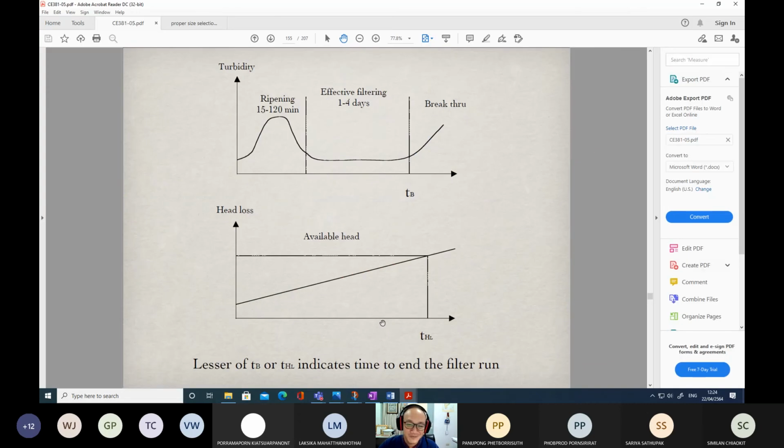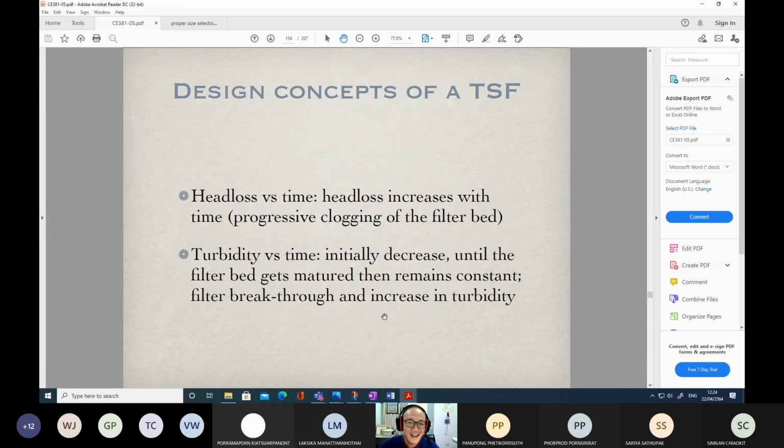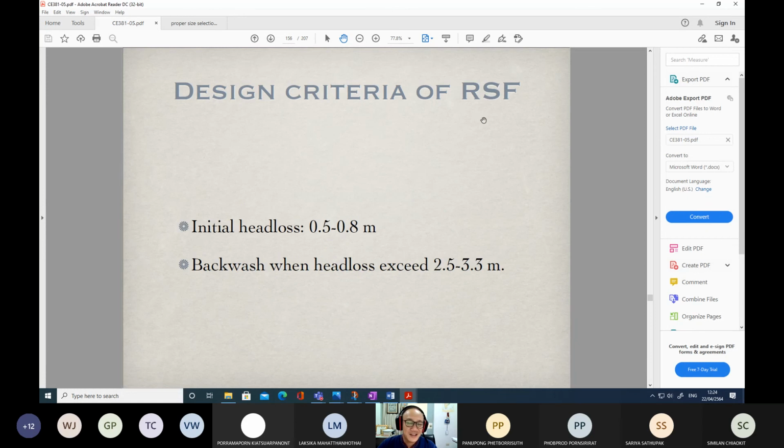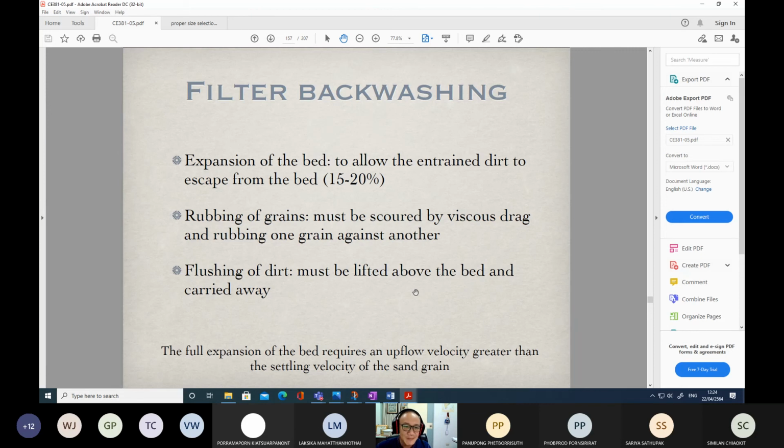Okay, so this is how we operate the rapid sand filters. The initial head loss is about 0.5 to 0.8 meters. Backwash is required when the head loss exceeds 2.5 to 3.3 meters. After backwashing, we can expect around 15 to 20% expansion.